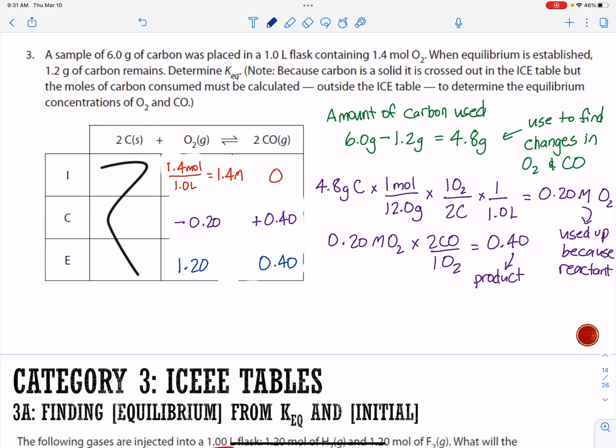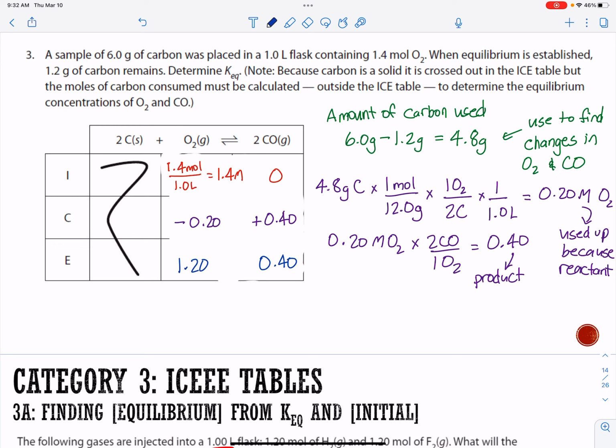Okay, so I'm using the molar mass of carbon. I cross the mole bridge. I've got 1 oxygen being used up for every 2 carbons. And then I find the molarity of that oxygen gas because I'm going to divide by the 1 liter container. So I've got 0.20 moles per liter of oxygen. Now that's being used up because it's a reactant, so that's why it goes in my table as a negative sign.